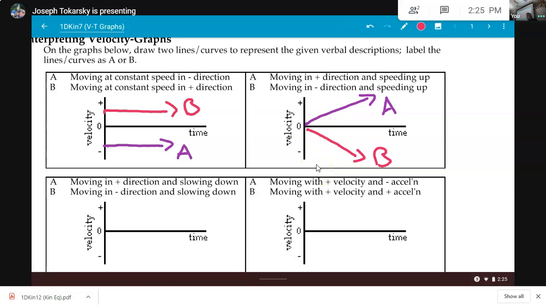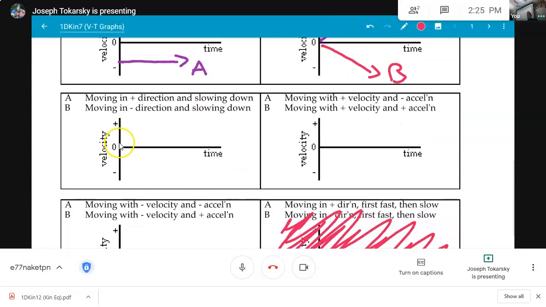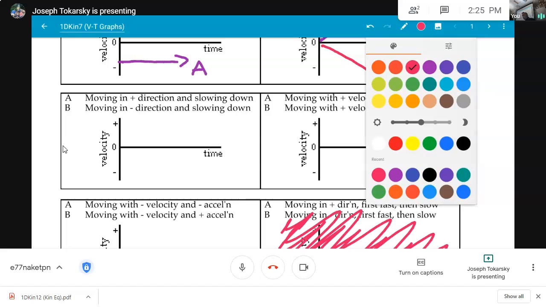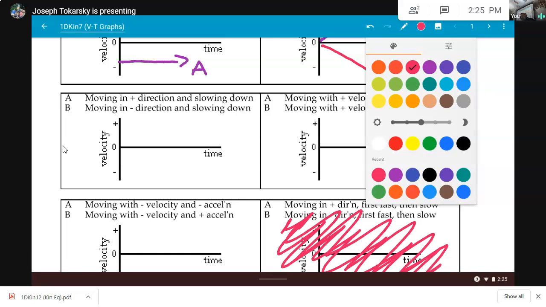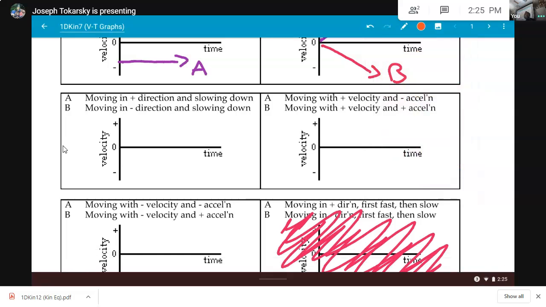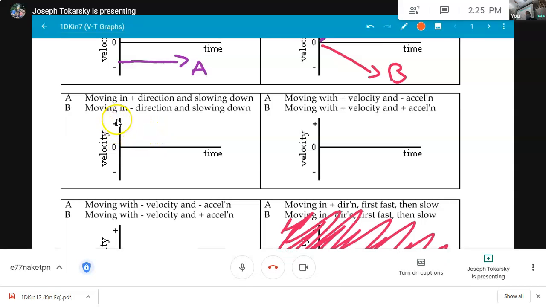So then on the flip side of that, this box is slowing down. Very similar, but now instead of going away from zero, when you slow down, you go towards zero, right? So in this one, we should have sloped lines going towards zero. Line A says moving positive, so that would have to be up here, positive velocities, going towards 0.